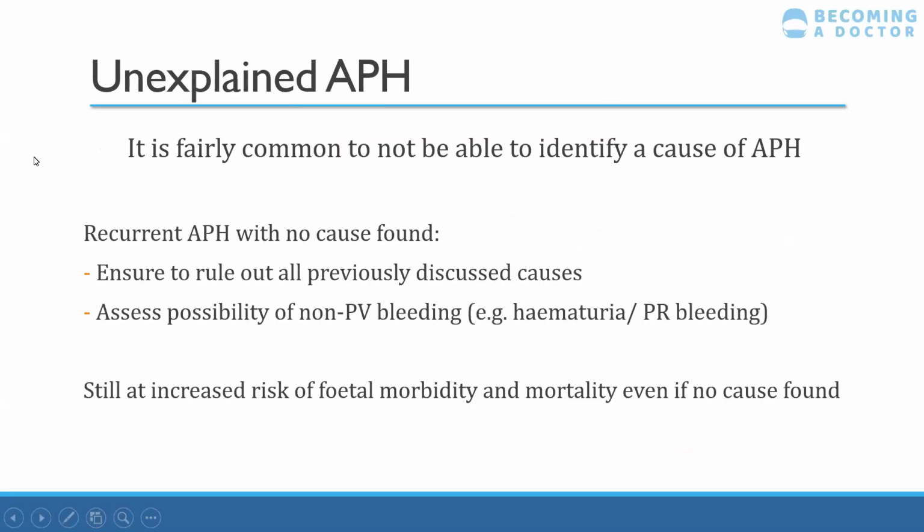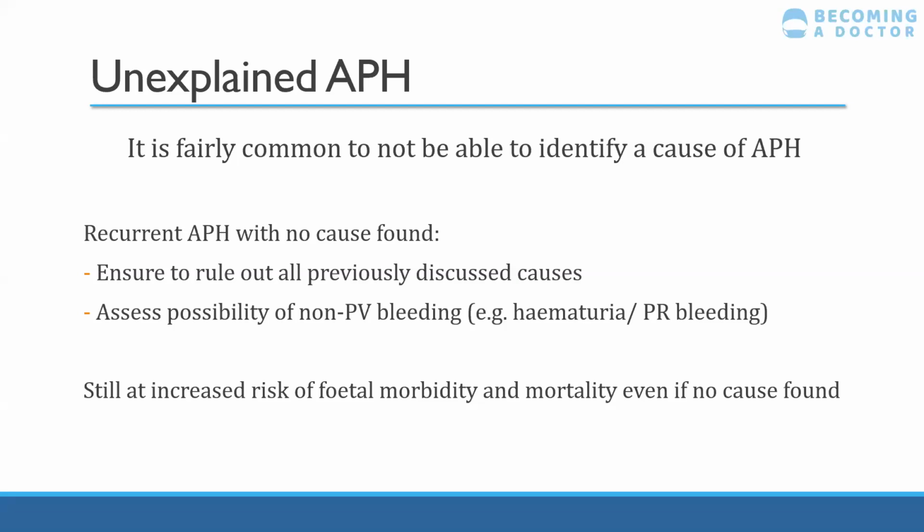And then the last cause to look at is unexplained, and actually this is really quite common, that women have small bleeds during pregnancy and we're never able to find a cause. If it's recurrent, it's really important that you rule out all of the things we've talked about before, but it's also good to have a look at whether this is actually PV bleeding, as sometimes it could be PR or hematuria, and there's obviously lots of other causes for that.